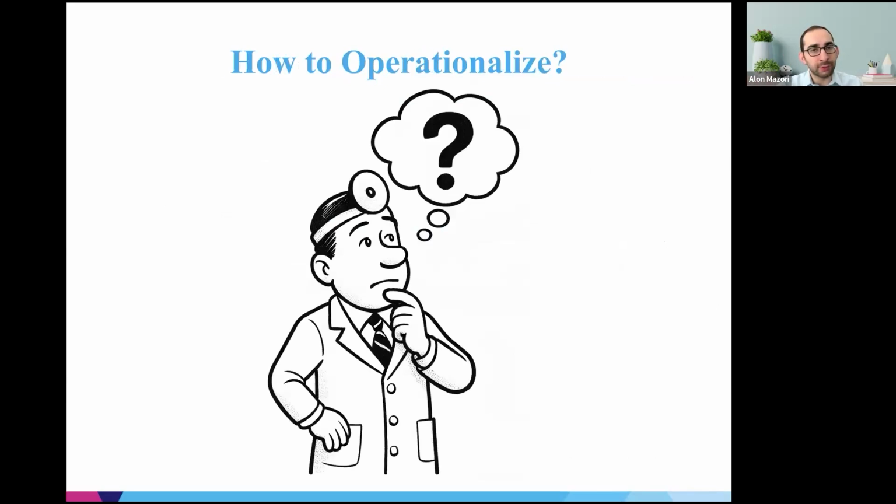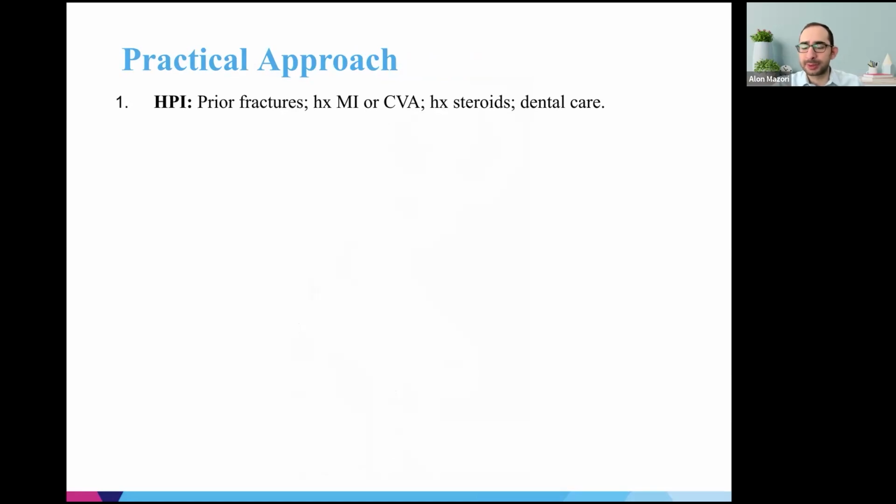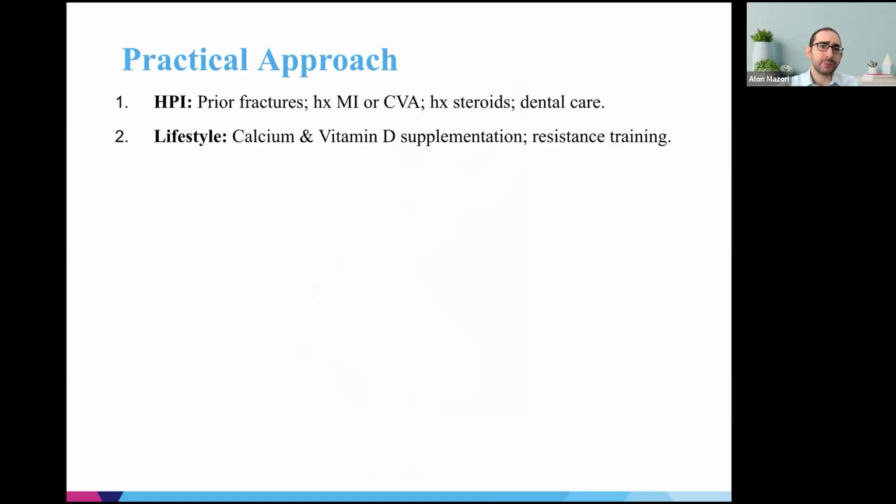How do we take all of this information and operationalize it in the context of a visit? So I would recommend a practical approach that starts with the basics. Let's take a look if the history is significant for prior fractures, history of MI or stroke, steroids, and get a sense of the patient's dental care. We should assess lifestyle in terms of calcium and vitamin D supplementation and resistance training. Get a look at the basic labs: CMP, PTH, 25-hydroxy vitamin D, TSH and free T4 to take a look at hyperthyroidism.